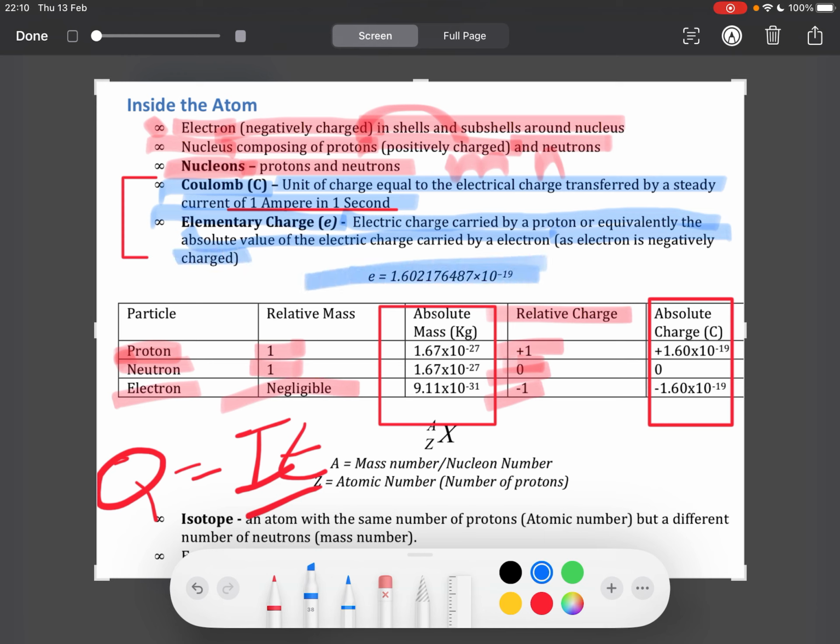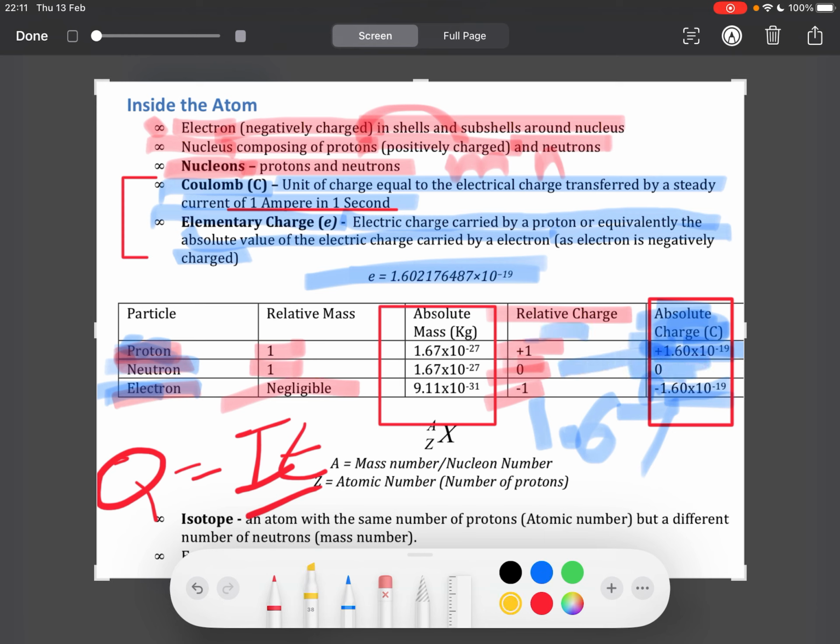Here it is, right? So the absolute charge for the proton must be positive, for the electron must be negative. They are the same magnitude. For the proton, it's positive 1.60 times 10 to the power of negative 19 coulombs. For the electron, it's negative 1.60 times 10 to the power of negative 19, or you can find it in some notes as 1.67. The neutron has no absolute charge.